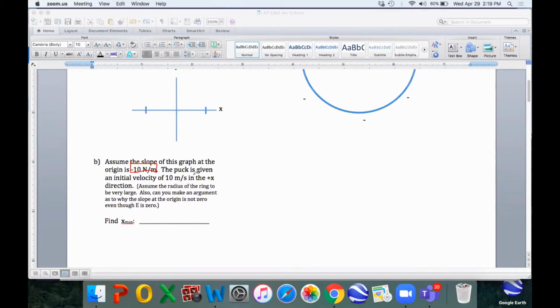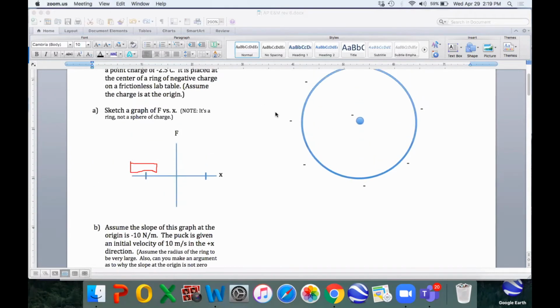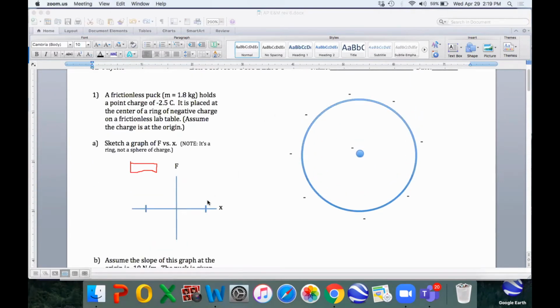I know, sorry. Okay, the puck is given an initial velocity of 10 meters per second in the positive x direction. Can you figure out how to calculate the x max? What does it mean that we're going to assume that the radius of the ring is very large? That the other side doesn't affect it much. The slope is going to be essentially constant.